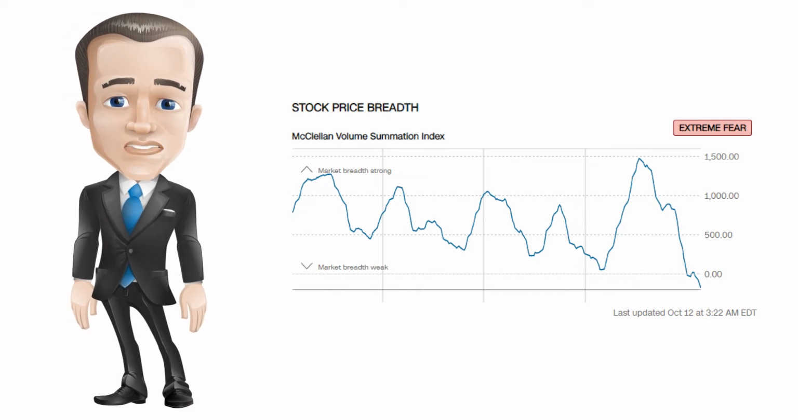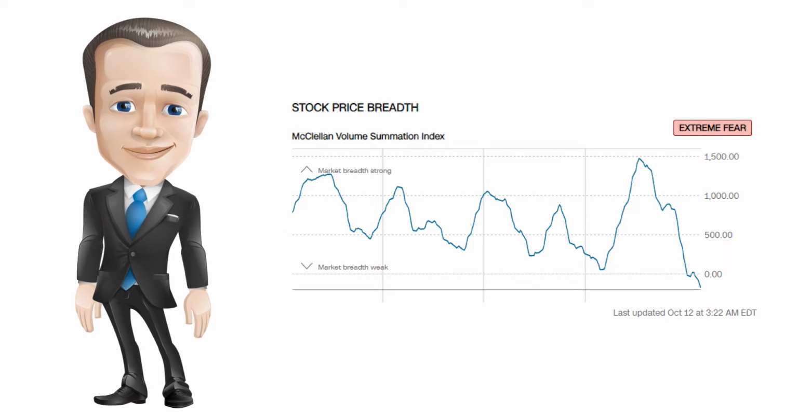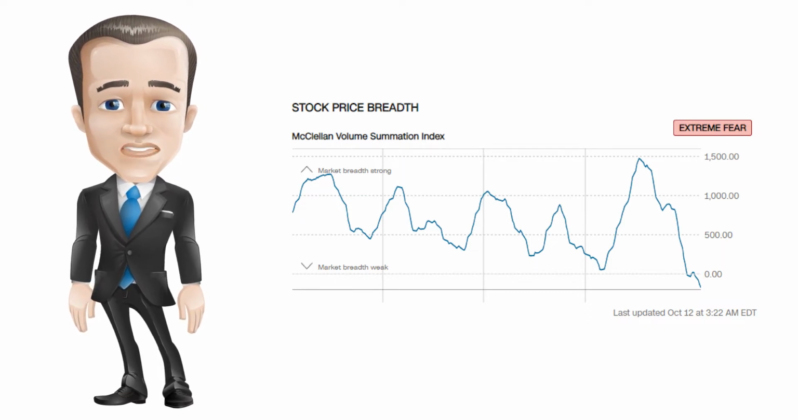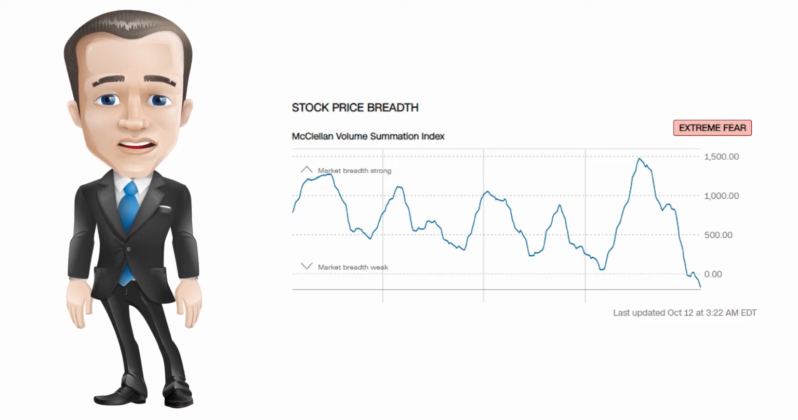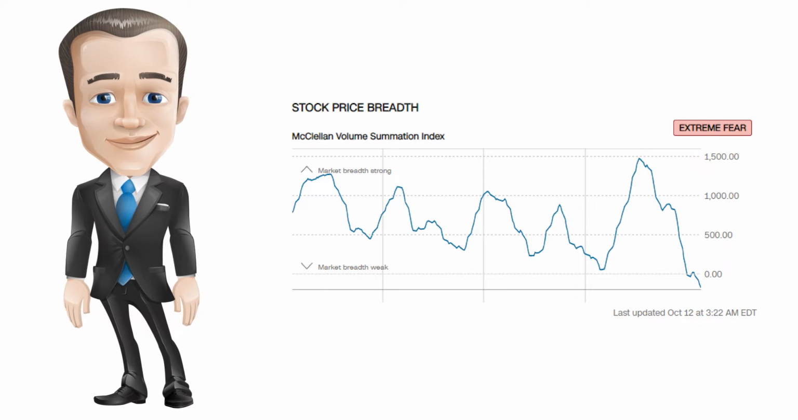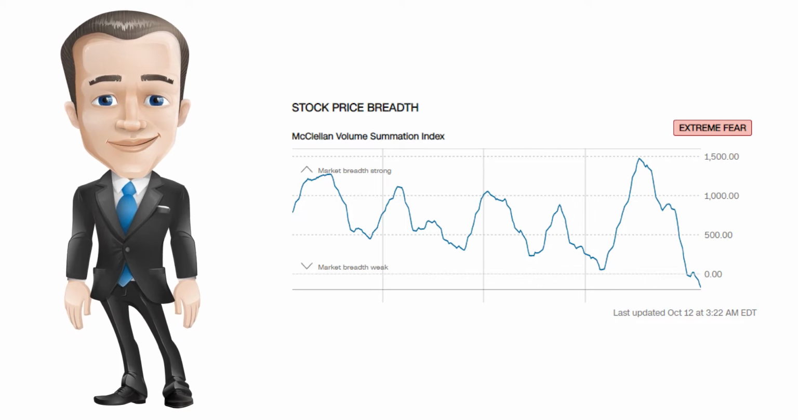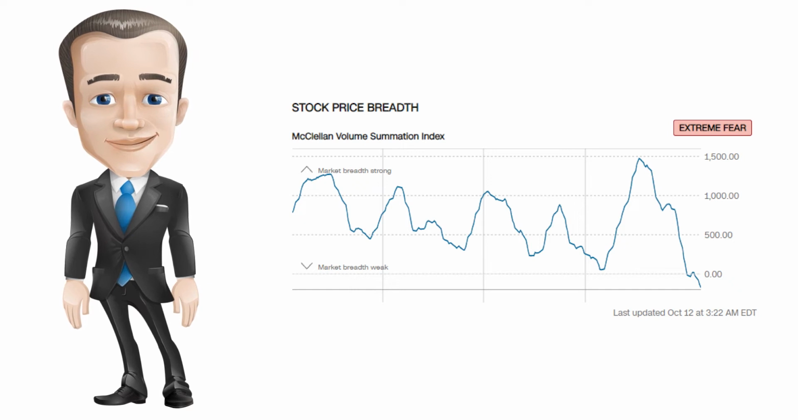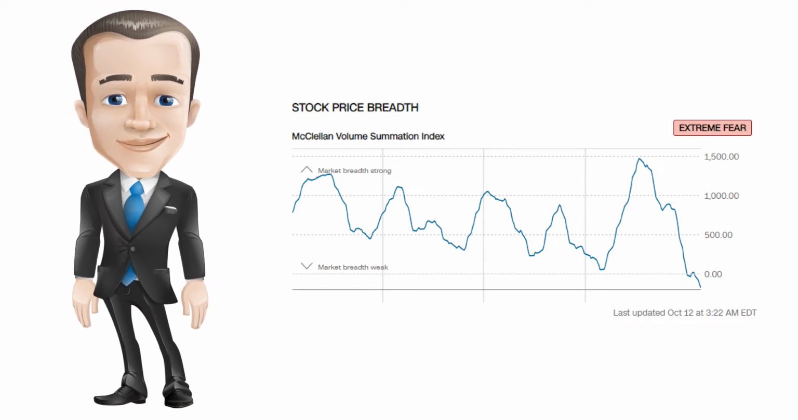This is the McClellan Volume Summation Index. This is the current date of October 11, 2022. You see the levels are at extreme fear, extreme lows. This is telling us that soon there will be a bullish run. And as you see, about 2 months later, when we were at extreme highs, it was telling us to go short the market.